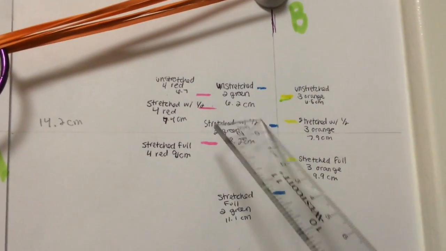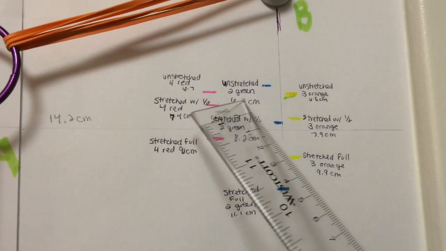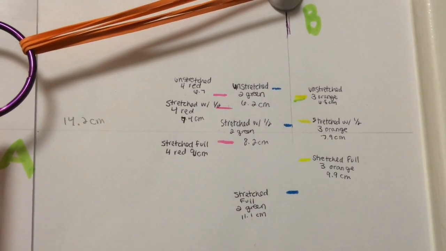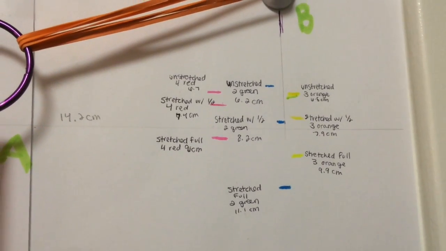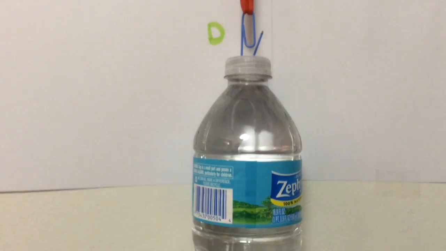So the next thing we did is we put the rubber bands over here and we measured the unstretched lengths of the green, the red, and the orange. They were all pretty much the same, so we decided that this would be a good way to move on with our project. The next thing we did is we needed something to measure our weight with, so we decided to use a bottle of water.